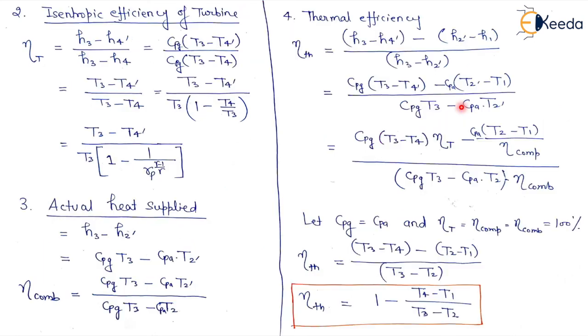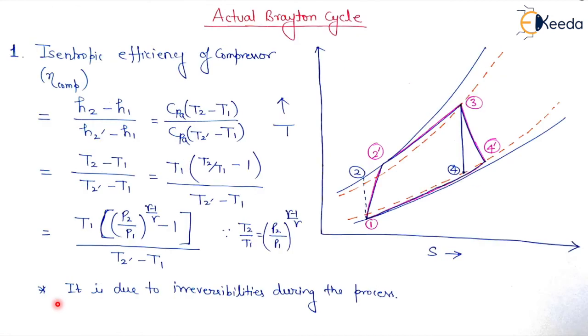Okay. Now what is the heat addition? H3 minus H2 dash. At H3, gas is there, and at point H2 dash, air is there. You have to remember this thing. So H3 is CPG into T3, and at point H2 dash, it is CP into T2 dash. And the efficiency of combustion will be the actual heat addition divided by the ideal heat addition.